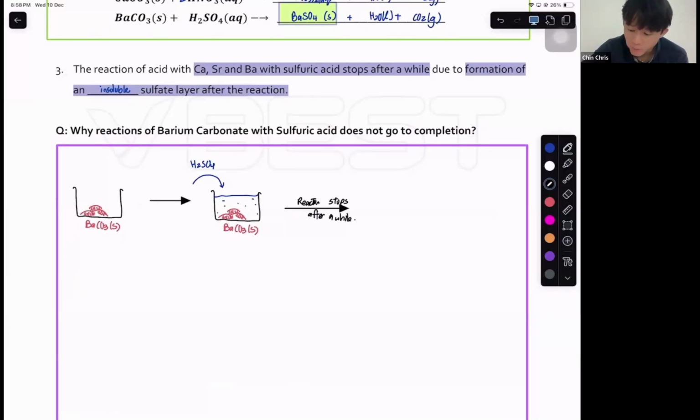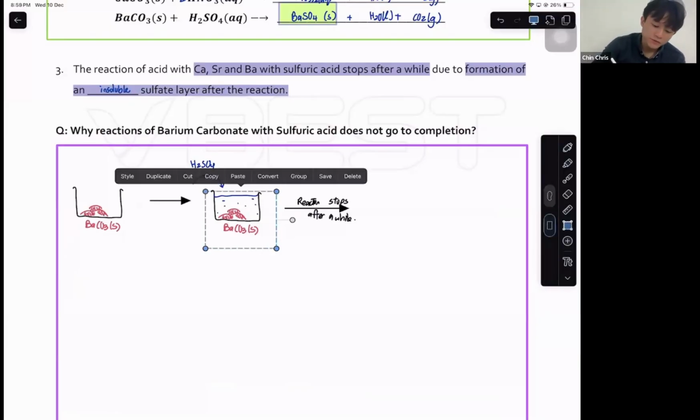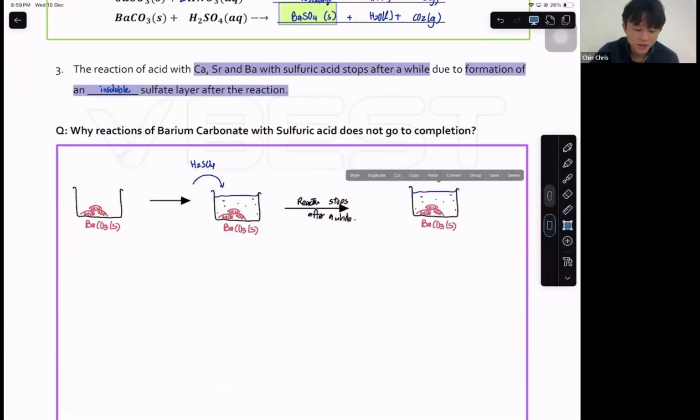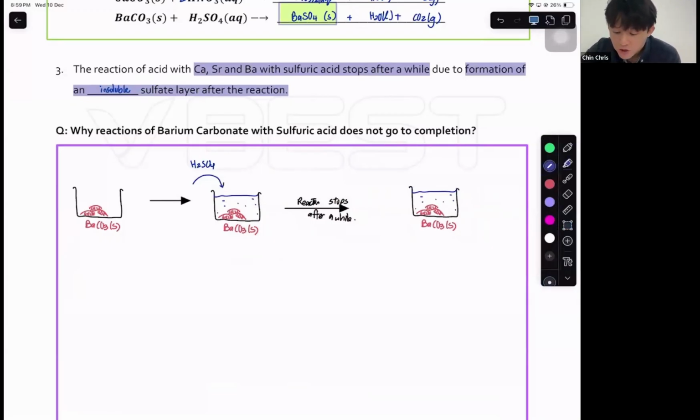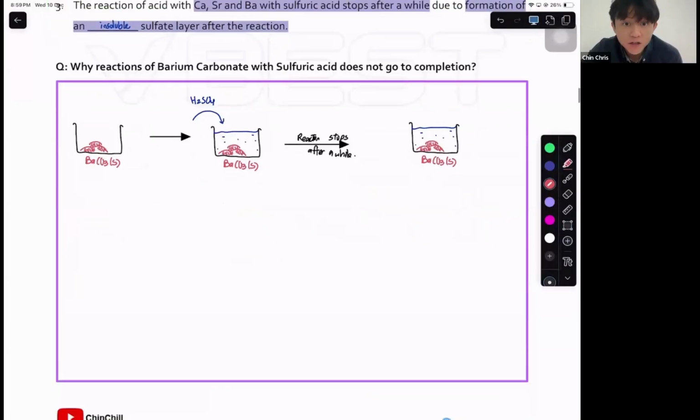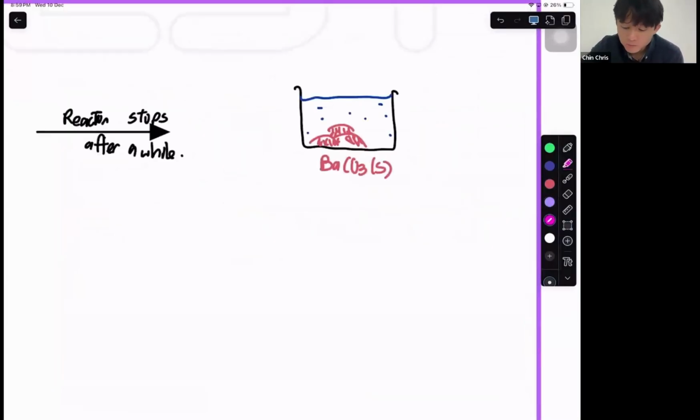Why? What's the reason? Guys, what's the equation again? BaCO3 plus H2SO4 turns into BaSO4, right? Guys, what is BaSO4 again? It's an insoluble sulfate layer. Get me? So this insoluble sulfate layer is going to cover up the reactant. When it's formed, it's going to cover up the reactant. Get me? So this is your insoluble sulfate layer.